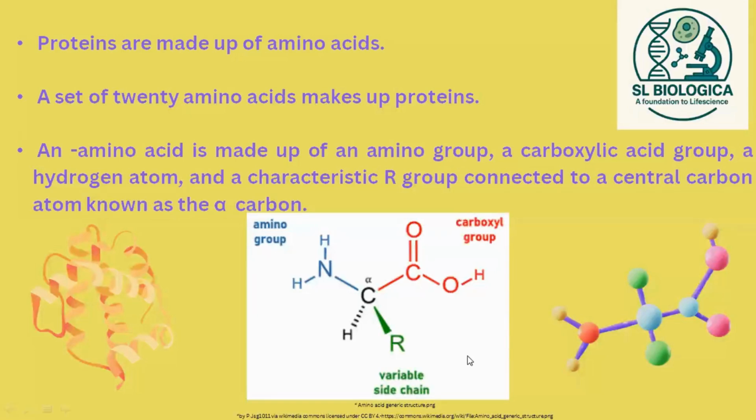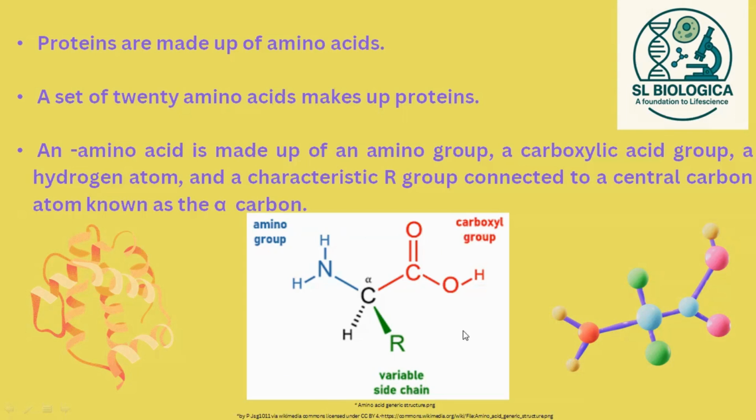So what are proteins? We know that proteins are important biomolecules in our living system, isn't it? These proteins are made up of amino acids. Consider this protein as a polymer form, then its monomer or basic structural unit is amino acid. A set of 20 amino acids makes up proteins.